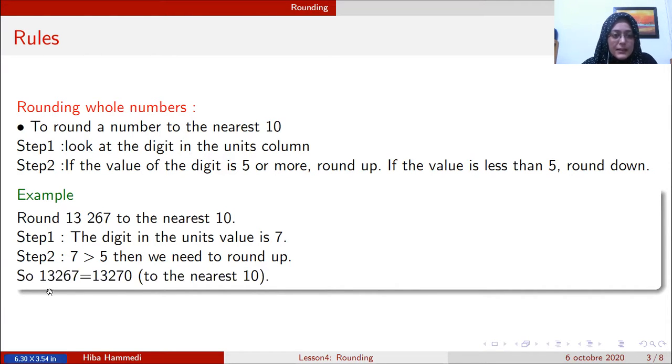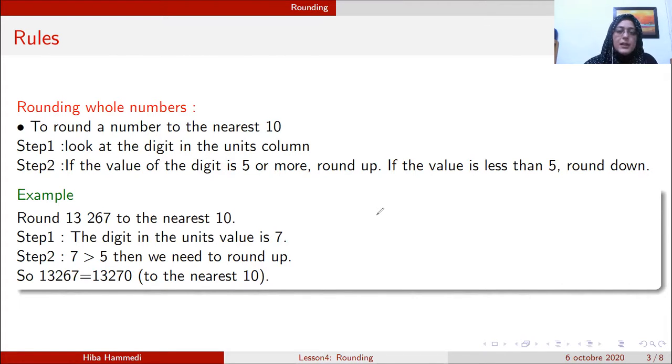It means the 13,267, when I round it to the nearest 10, will be 13,270. I added 1 to the 6 here, and I ignored whatever value came after the tens value. I write that as zeros, right? Let me give you another example to understand this better.